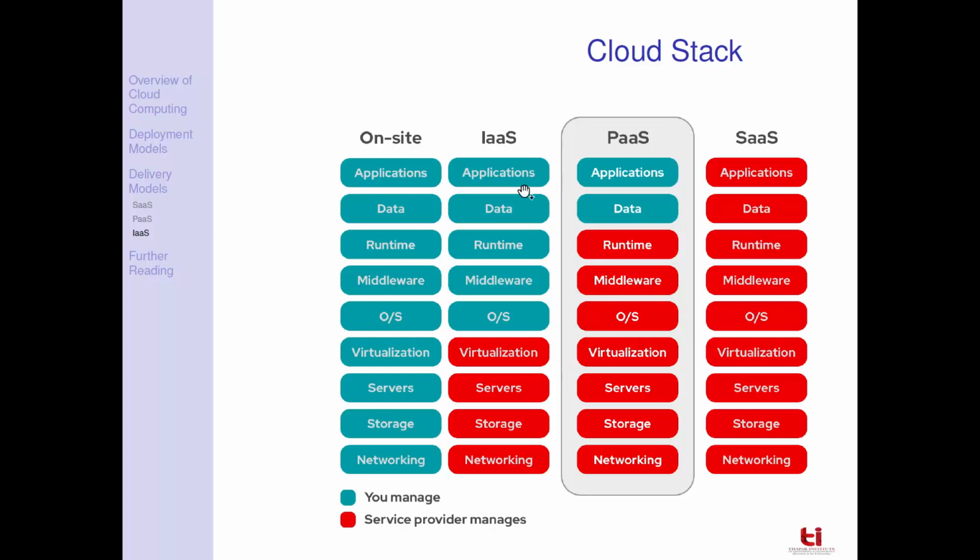Infrastructure as a service allows the user to manage application, data, runtime, middleware, and operating system. The user can choose and install their own operating system on the virtualized machine which is allocated to them. However, the virtualization, server, storage, networking is still managed by the cloud provider. Whereas if there is an on-site server, then everything right from application to the network has to be managed by the user itself.